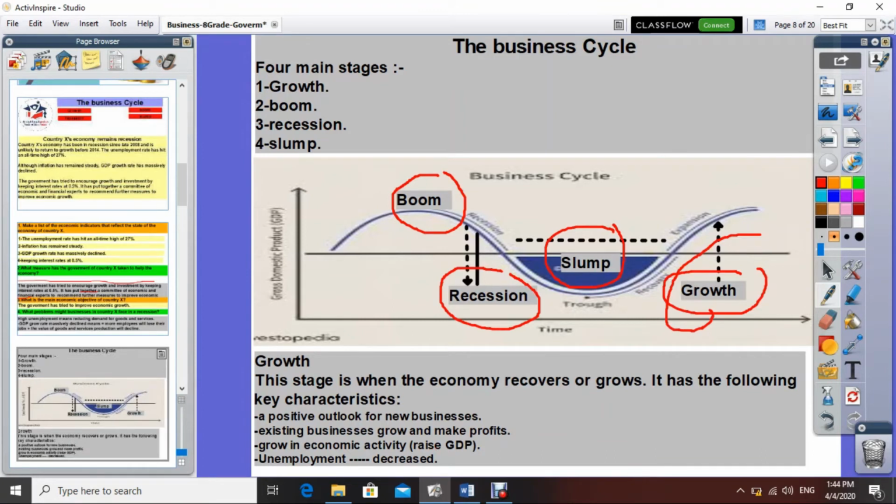And let's go directly to recession. What do you mean by recession? As you see here, recession, it's down. The economy shrinks in size. Business confidence falls, leading to less investment, as we said before.